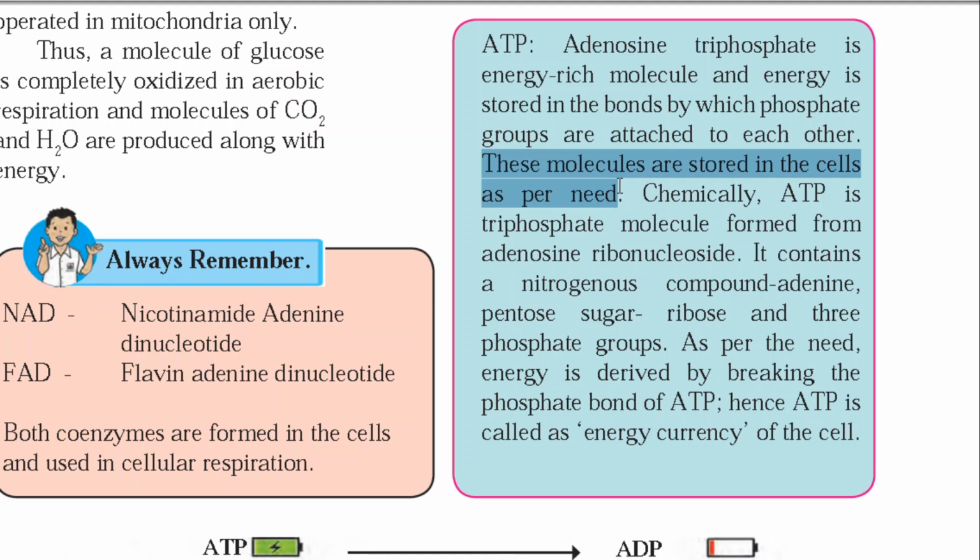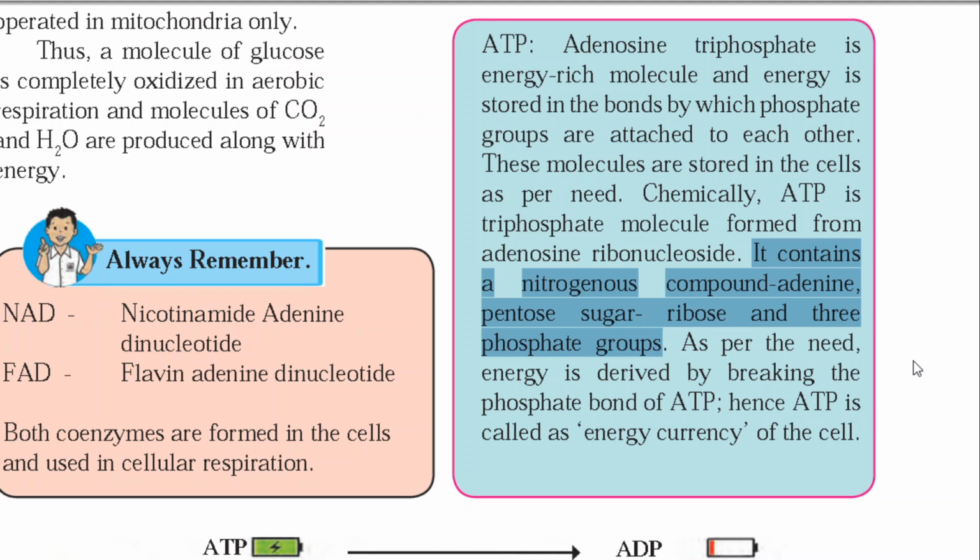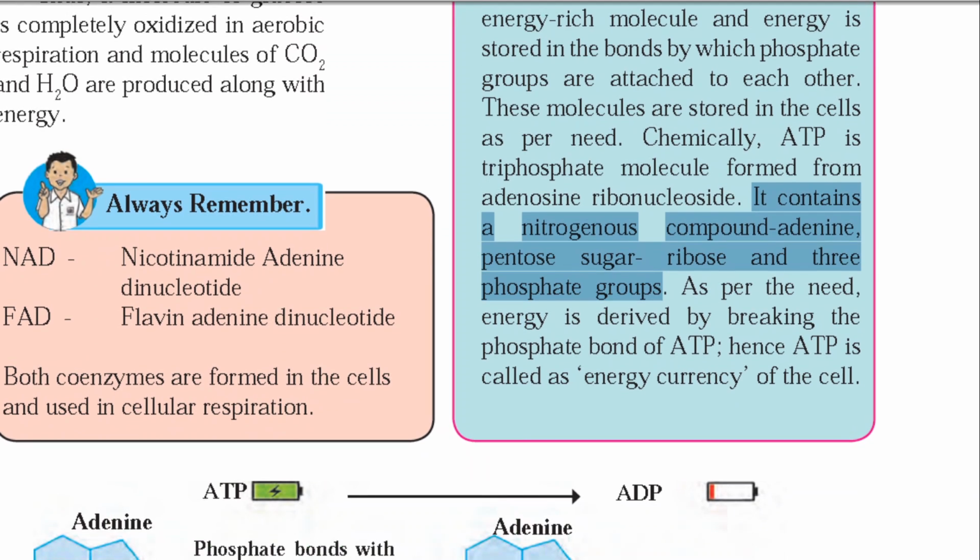When we require energy, one phosphate is released from ATP, and we get energy. Chemically, ATP is a triphosphate molecule formed from adenosine ribonucleotide. Adenosine ribonucleotide is nothing but RNA. RNA मध्ये असतोय. It contains a nitrogenous compound like adenine, pentose sugar, ribose, and 3 phosphate groups.